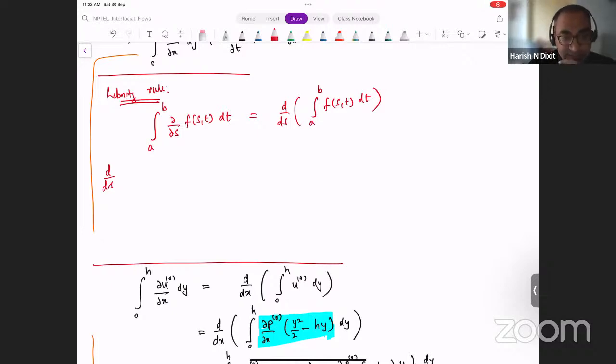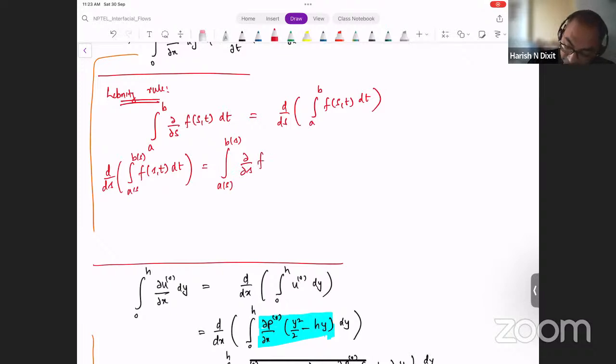Okay. So I have d by ds of the integral from a to b of f of s comma t dt. This would be the integral. I think there's a mistake in the boundary. I missed the boundary term. Here a and b can be functions of s. So, integral from a of s to b of s of the partial derivative with respect to s of f of s comma t dt. That's the integral.